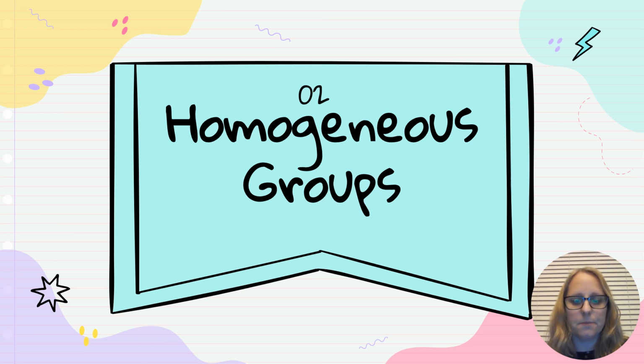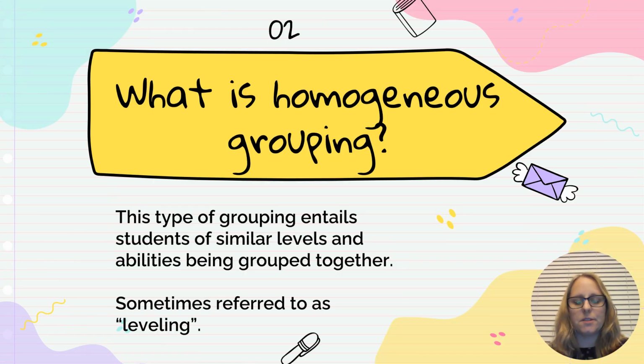Homogeneous groups. What is homogeneous grouping? Homogeneous grouping is a type of group that involves grouping students that have similar levels or abilities together. You might sometimes hear this referred to as leveling students.